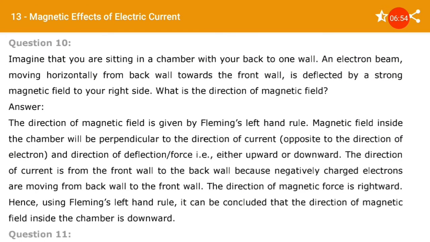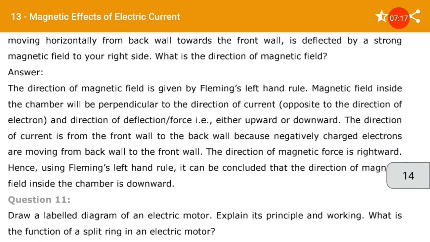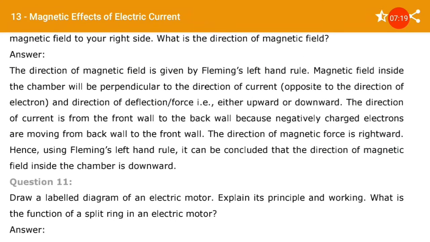Imagine that you are sitting in a chamber with your back to one wall. An electron beam moving horizontally from the back wall towards the front wall is deflected by a strong magnetic field to your right side. What is the direction of the magnetic field? The direction of the magnetic field is given by Fleming's left hand rule.